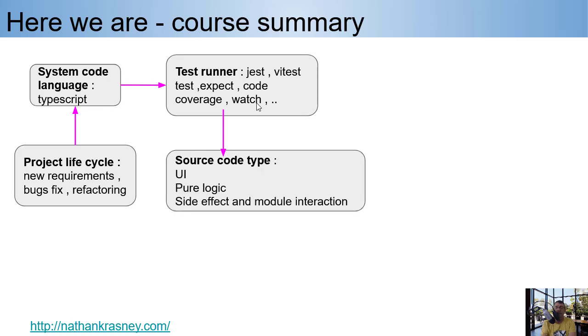And your source code can have a few types. Your source code can have UI and maybe not. It can have pure logic, and it can have side effects and module interaction. So side effects like local storage, or side effects like accessing the web, and module interaction like persist working with local storage, or like task scheduler that is working with the other modules. Okay, so this is what you have in your source code.